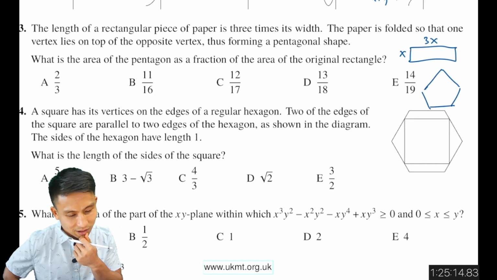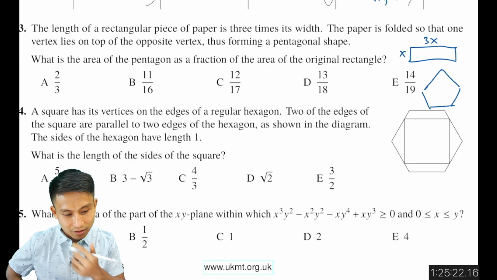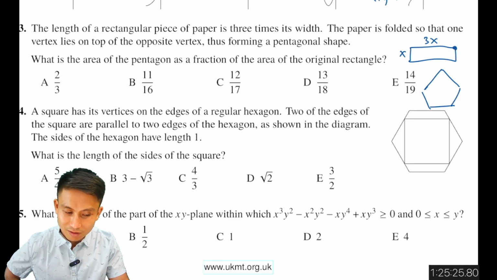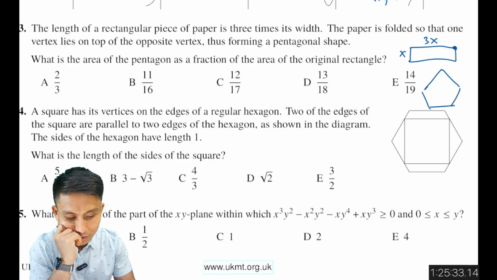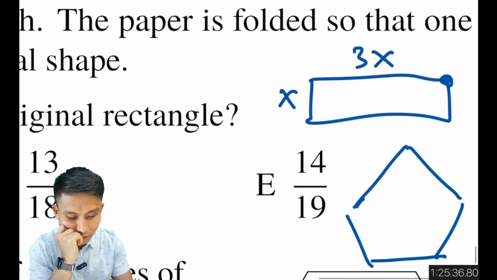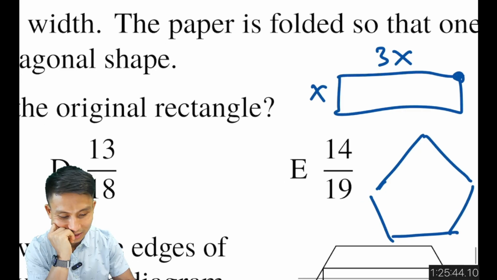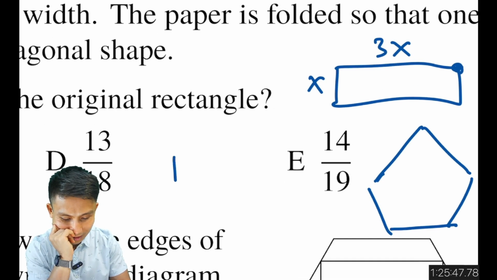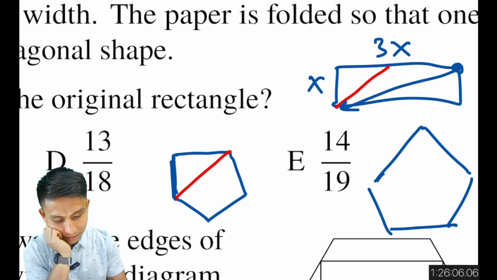Well, one vertex lies on top of the opposite vertex. Let me just imagine that. Okay, so if I do that, okay, what's the area of the pentagon? Interesting. So if we fold this and we do that, so if I fold so that this vertex is going to be on this vertex, right? So it's going to look something like, okay, this should be like that, right? I hope, yeah, it should look like this. So it's like that. So you are folding this, go to that.